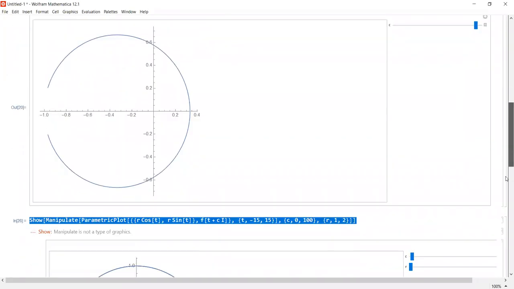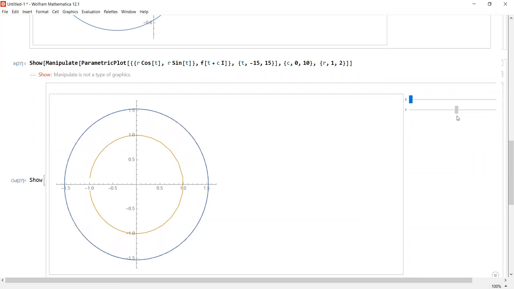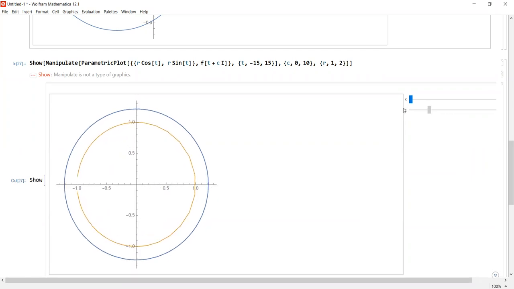So I shift back to the Mathematica notebook and, instead of actually going up to 100, let's just go down to 10. All right, so right now I've got R equals 1. I can make R a little bit larger just to move it out of the way of the action, or I can keep R equals 1 and we'll see what happens. When R equals 1 and C equals 0, the two things are the same. As I slowly increase C, what seems to happen? Do you think this covers every point in the unit disk, these shrinking circles?